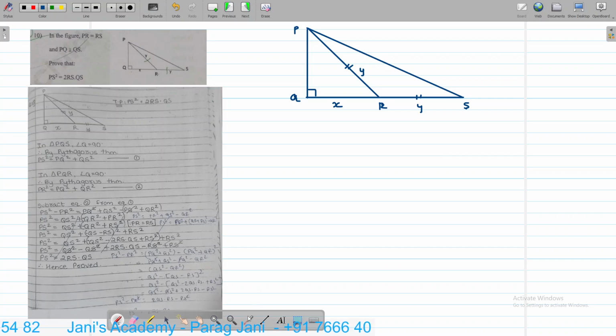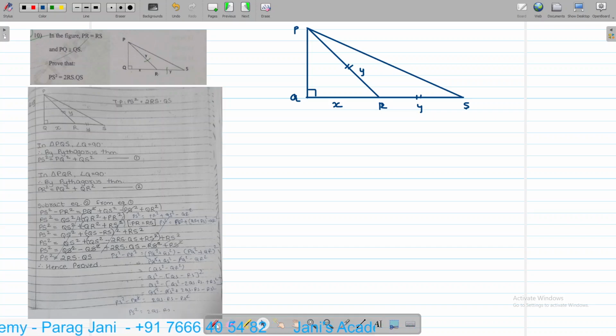Okay, question number 10. Here you have been given triangle PQR, with the value given as y and here x. Now first of all you have to take triangle PQS, the bigger one. In triangle PQS, PQS is equal to PS square plus PQ square.